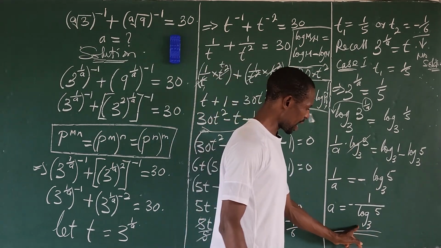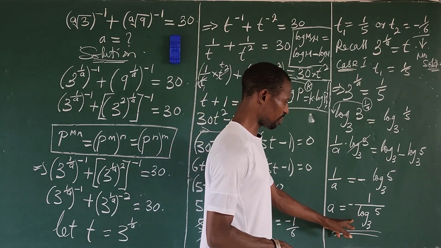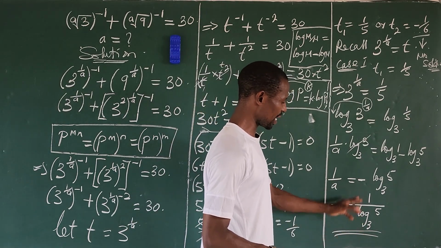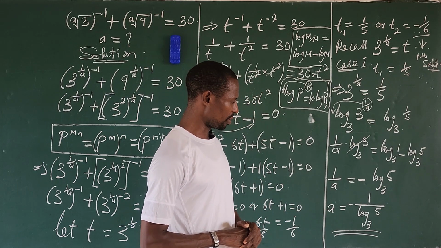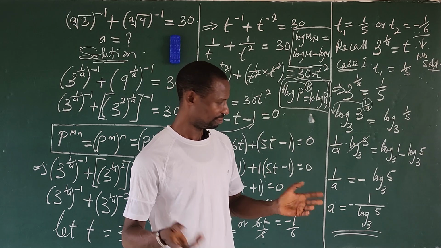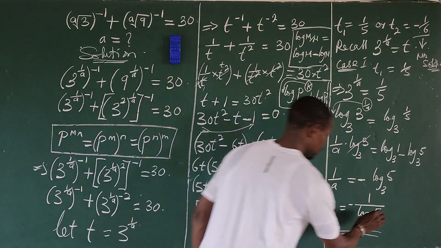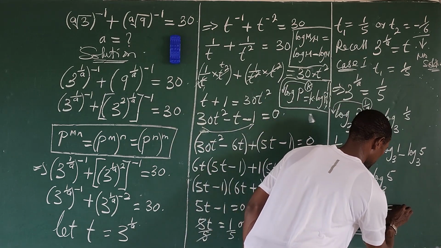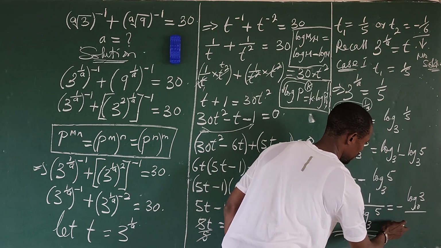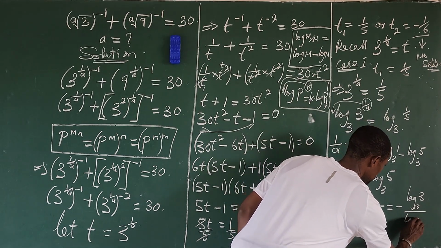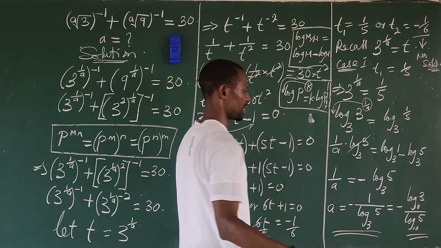Again, we can as well change this to base 10. If we change this to base 10, this is going to end up giving us minus log 3 all over log 5. That's another way of expressing this answer, changing it to base 10. So this is the same thing as minus log 3 base 10 all over log 5 base 10. This answer here and this answer, they are the same.